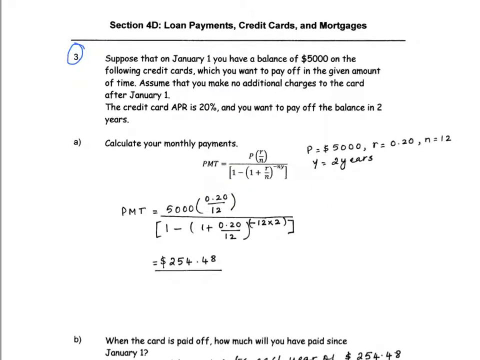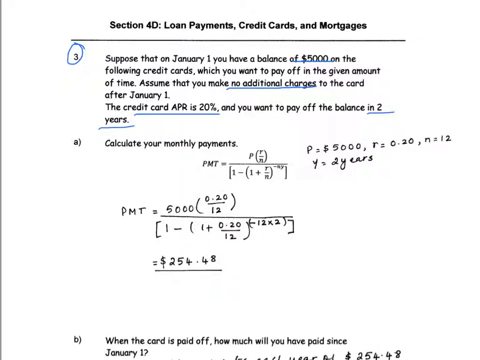So problem 3, we have a balance of $5,000 on our credit card, and we want to pay it off. We're assuming that no additional charges will be made, and the credit card rate, look how high it is, 20%. That's how usually they are. We want to pay it off in 2 years.